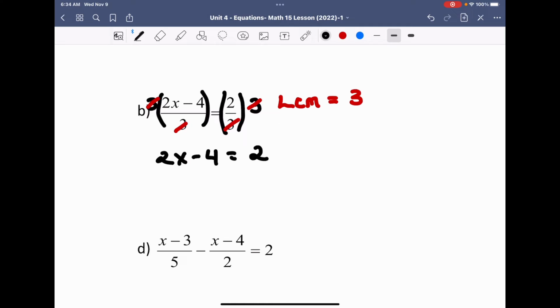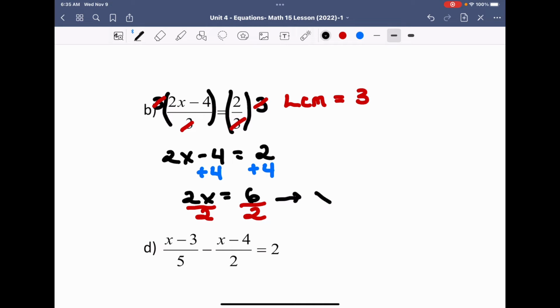Now, there's a number being subtracted from my x's, so what I have to do is add the 4 to both sides, giving me 2x is equal to 6. Finally, I have some number multiplied to x, therefore I must divide by that same number, thus giving me an x value of 6 divided by 2, which is 3.